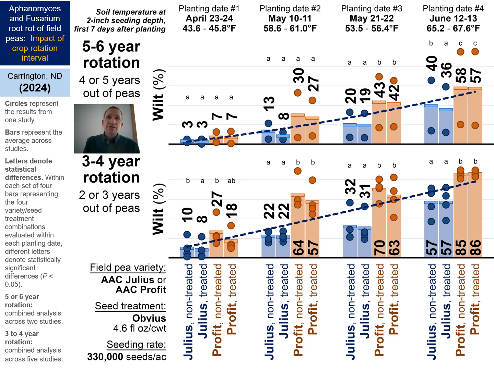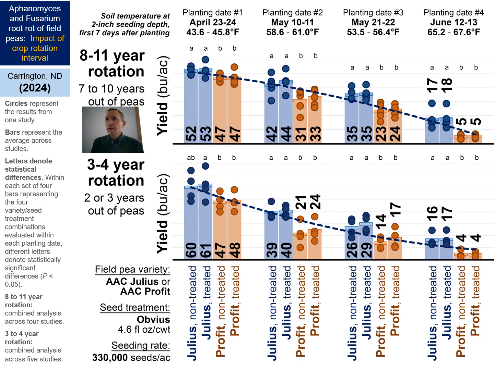Let's look at the comparison for, again, these wilt data between the 3 to 4 year rotation and the 5 to 6 year rotation. What you'll see right here immediately is the exact same relationship, where you had greater flexibility on planting date and variety selection if you had a longer crop rotation interval. So let's look at the yield data. Here we are comparing those studies with a tight crop rotation interval versus a very long crop rotation interval.